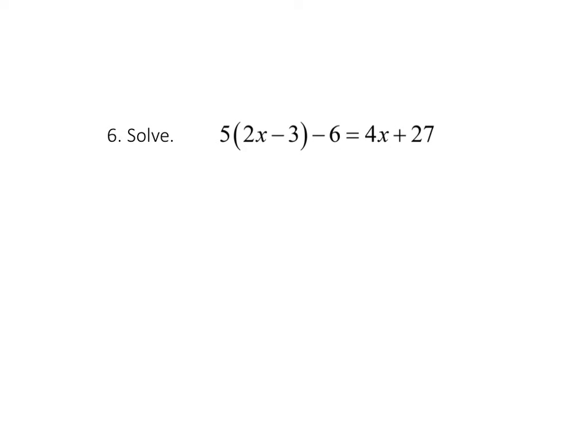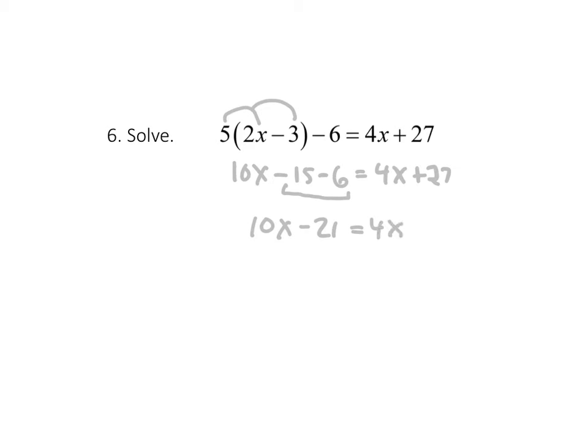To solve this linear equation, we want to begin by simplifying both sides completely. And that means we need to begin by distributing 5 into the parentheses. 5 times 2x is 10x, minus 5 times 3 is 15, minus 6 equals 4x plus 27. Now on the left-hand side, we have two like terms that we simply combine the way they are. Negative 15 and negative 6 combine to be negative 21. Copy everything else down.